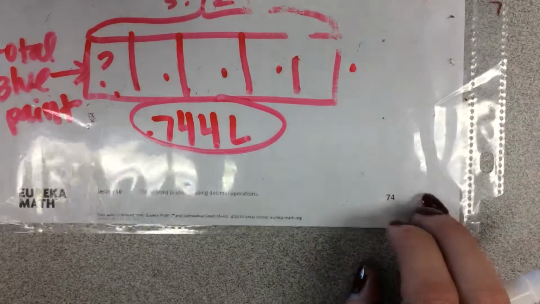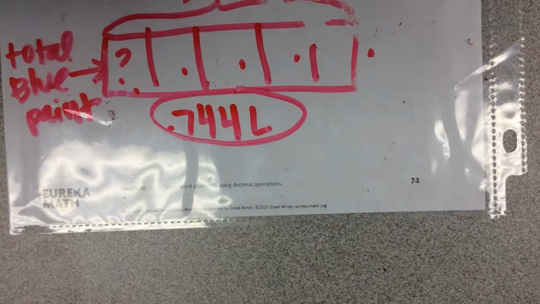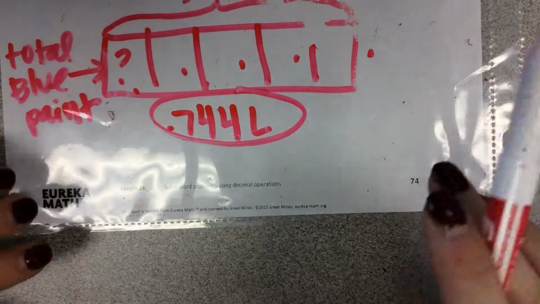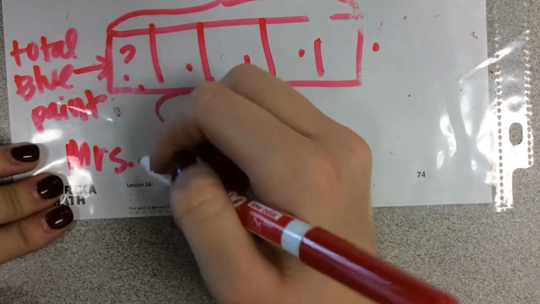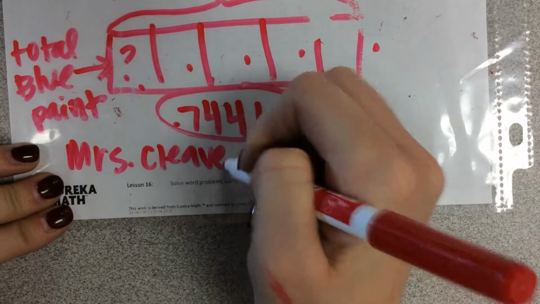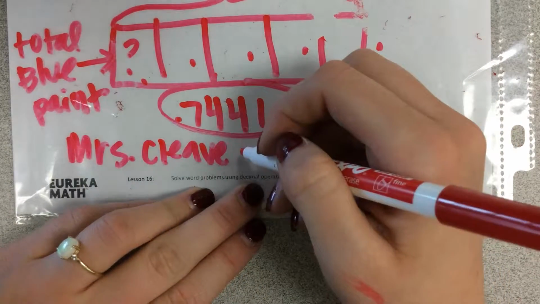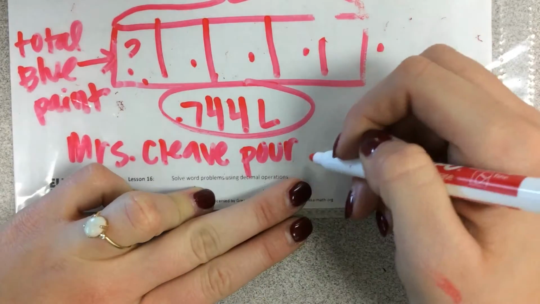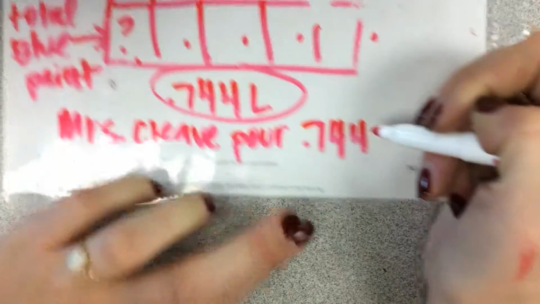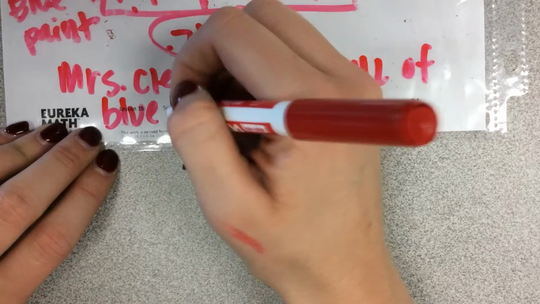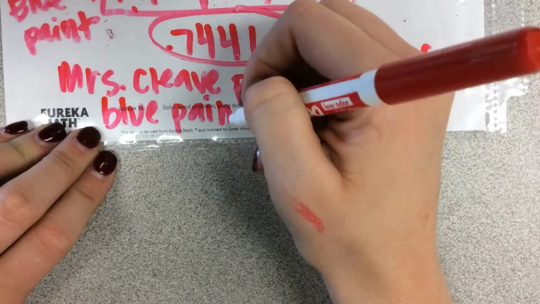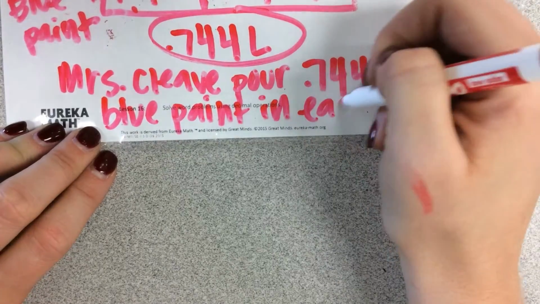But I like it in a sentence. Remember, if we are doing a word problem, we've got to write it in a sentence, just like the problem was in a sentence. So I'm going to say Mrs. Cleaver pours 0.744 or 744 thousandths liters of blue paint in each container.